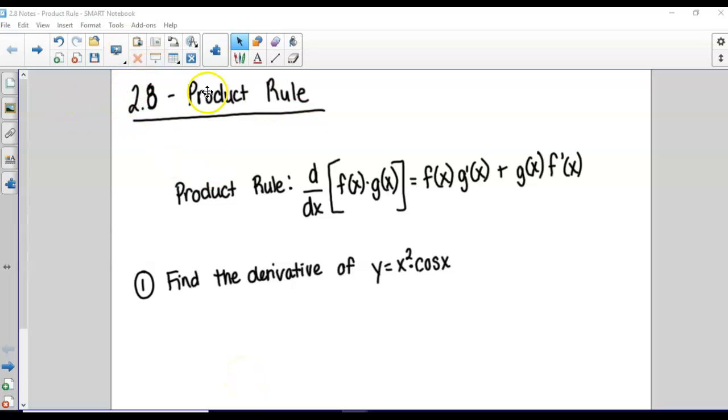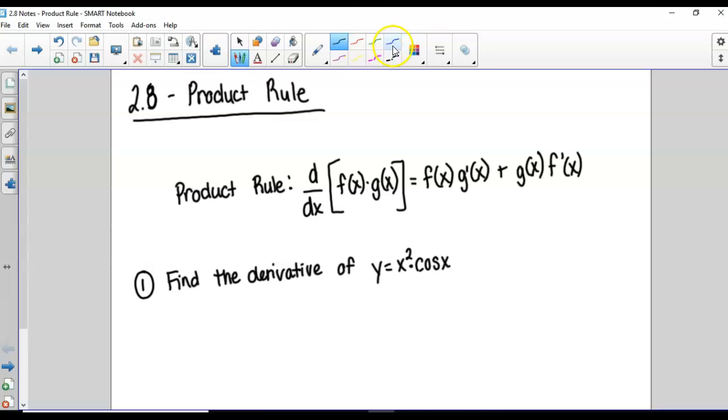So in this section we're going to learn about how to use the product rule to take derivatives of some functions that we have not been able to take the derivative of so far. So the product rule is that if we take the derivative of f of x times g of x, then we have to do f of x times g prime of x plus g of x times f prime of x. So our first example asks us to find the derivative of y equals x squared times cosine x.